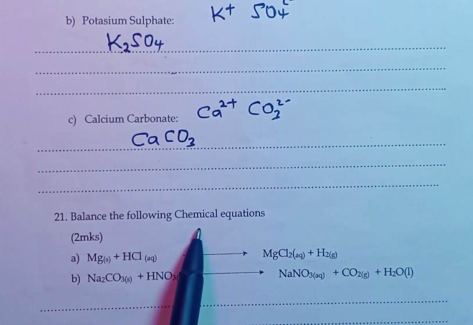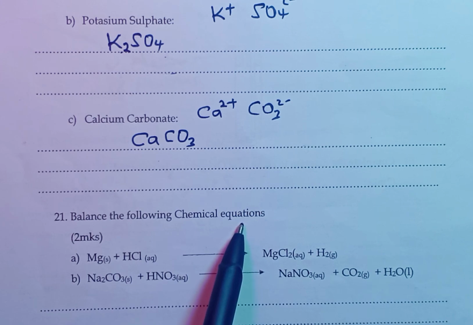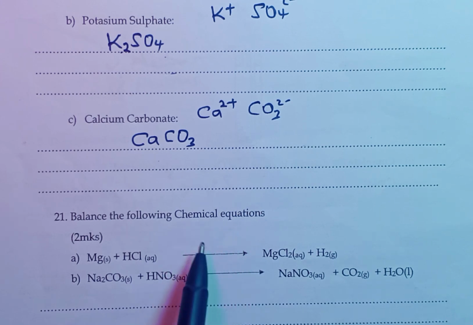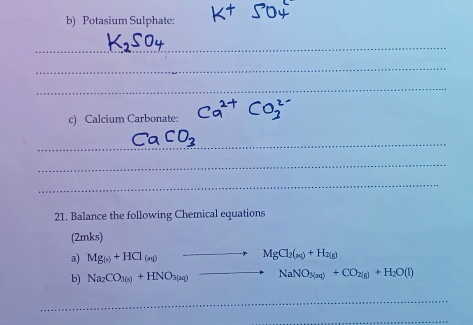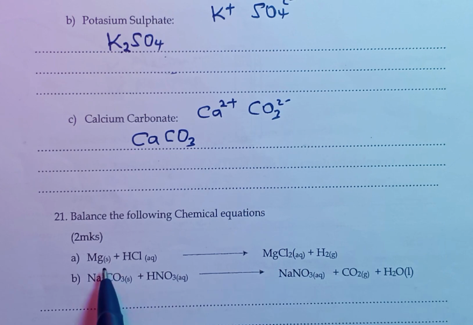Balance the following chemical equations. Remember, to balance chemical equations, we make sure that the atoms on either side are equal. So part A, in our balancing, we have magnesium reacting with hydrochloric acid to form magnesium chloride and hydrogen gas.